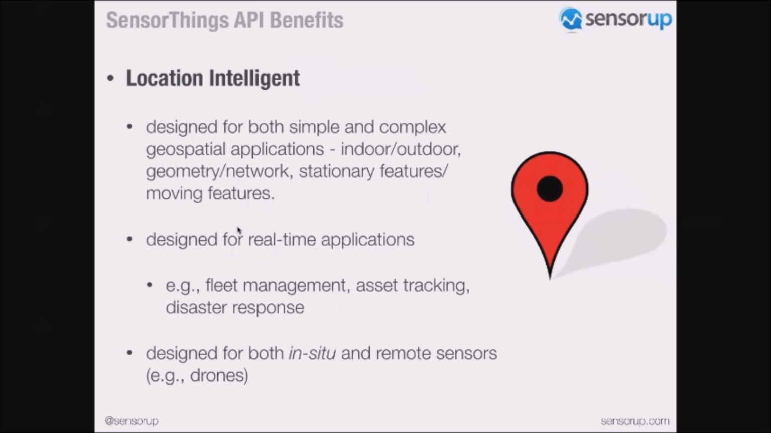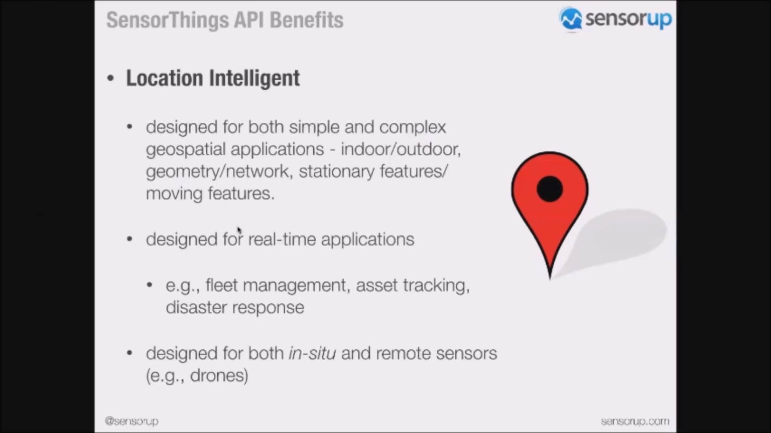Next one. OGC SensorThings API is location intelligent. OGC, of course, is the Open Geospatial Consortium, so we're good at locations. It's designed for both simple and complex geospatial applications: indoor, outdoor, geometry, network, stationary, meaning fixed sensors, or moving features. If your application is an indoor application, it can support indoor location. And it's based on an open standard, so again, you leverage the R&D effort of the community.